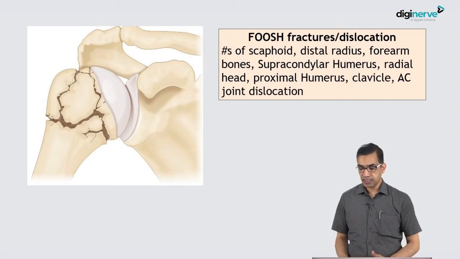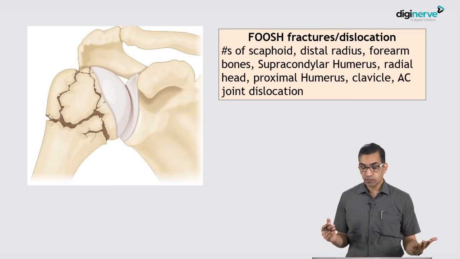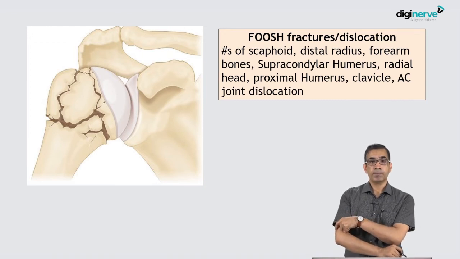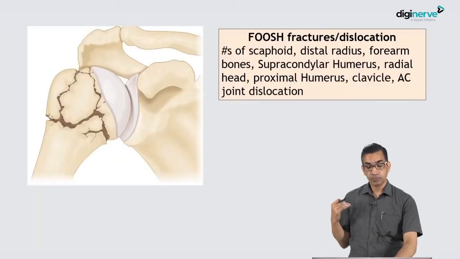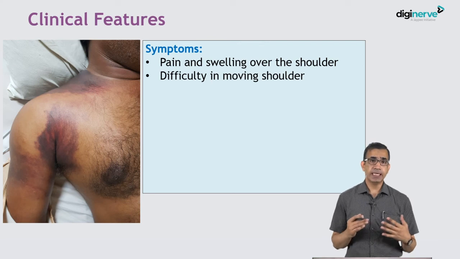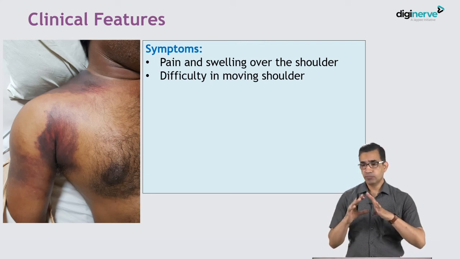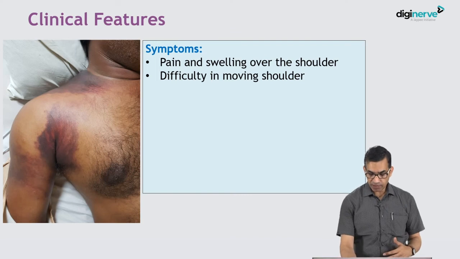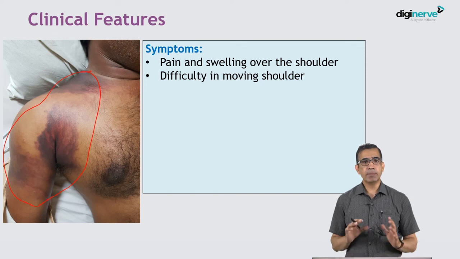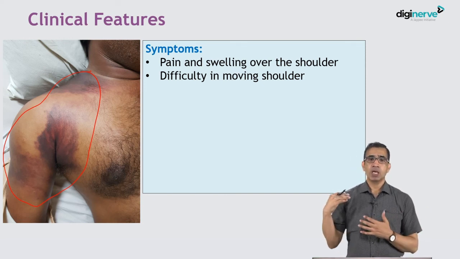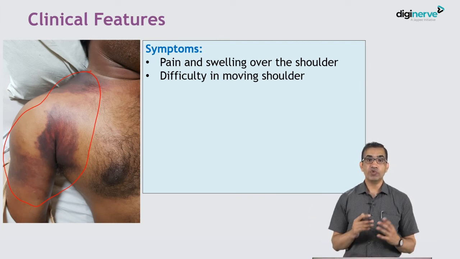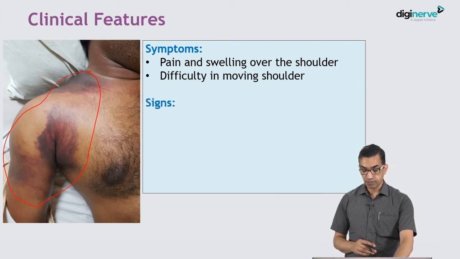Again, just enumerating these fragility fractures: fractures of the scaphoid, distal radius, forearm fractures, radial head, supracondylar, the neck of the humerus, proximal humerus, and the clavicle fractures. What are the clinical features? Sometimes in younger patients where the velocity of the injury is very high, you may find a lot of ecchymosis. Here you can see a lot of ecchymosis. But by and large, there will be pain and swelling over the shoulder. You may find this ecchymosis and the patient will be unable to move his shoulder. These are the typical symptoms.